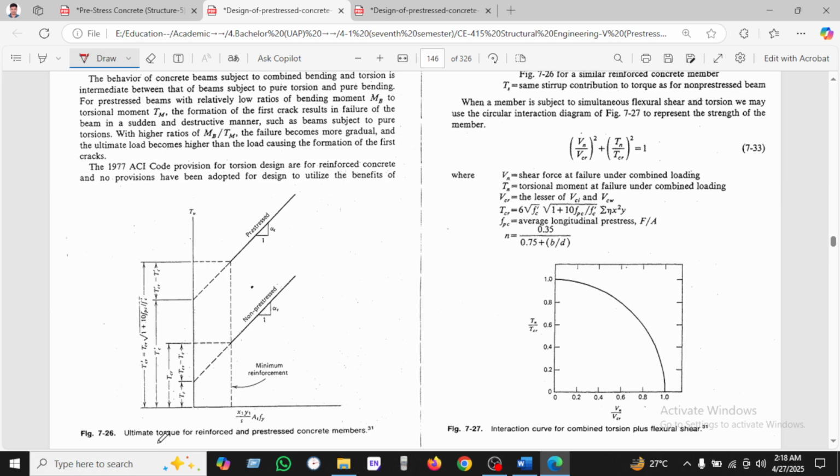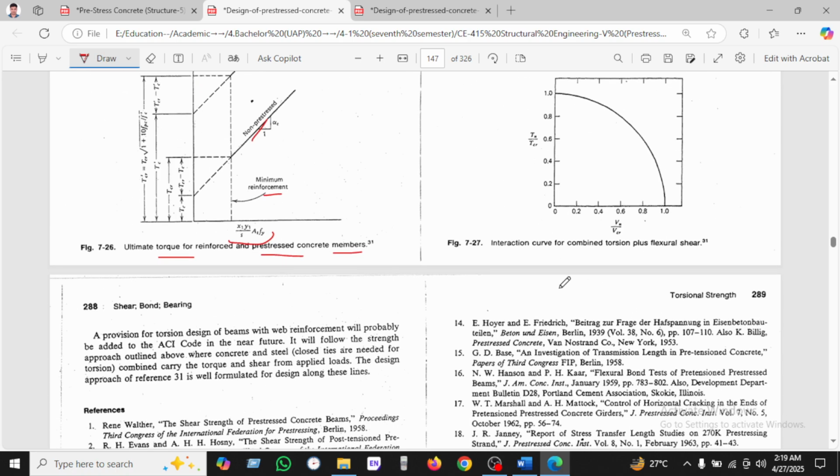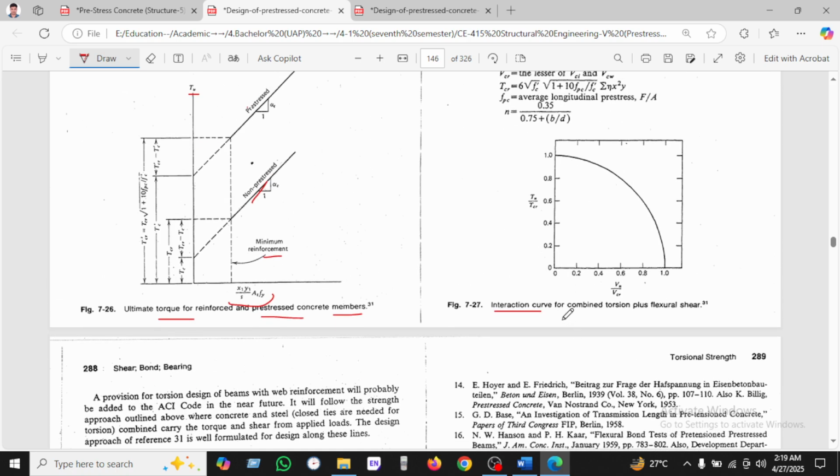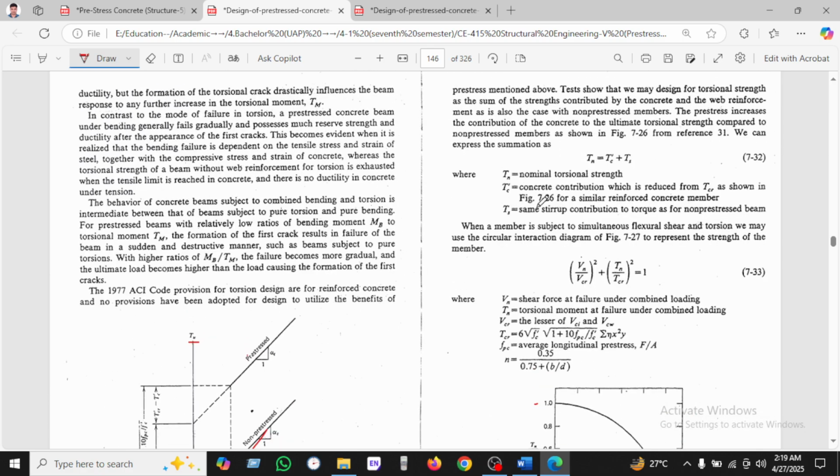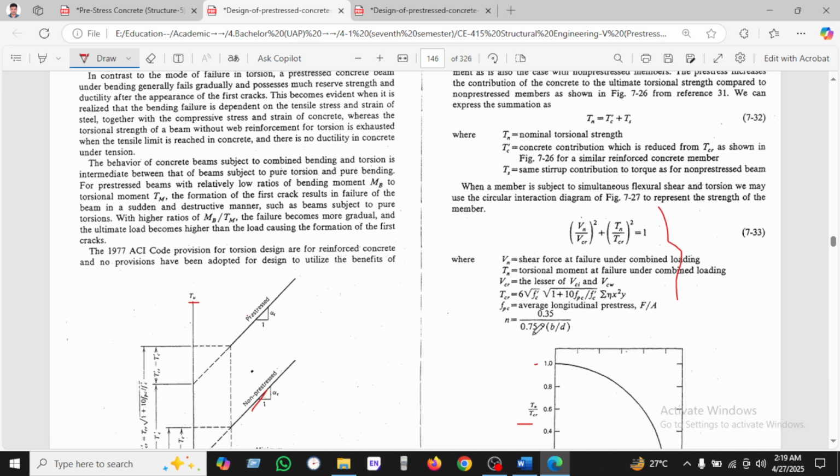You can see here the ultimate torque for reinforced and pre-stressed concrete members. Here is the minimum reinforcement. The x-axis is given by this formula, and pre-stress is the dotted line, and non-pre-stress is the dotted line, and this is the T value. And the interaction curve we have seen here for combined torsion plus flexure. Here is Bn divided by Bc and Tn divided by Tcr, and the x-axis is from 0 to 1, and the y-axis is 0 to 1, and the curve section is given. We can use this formula.